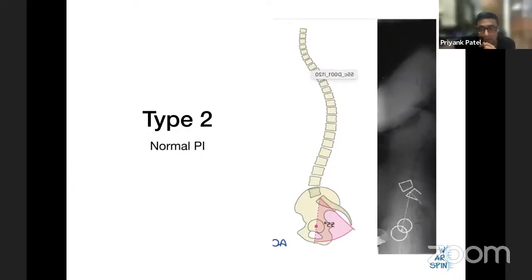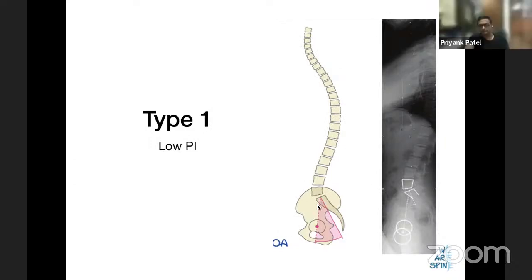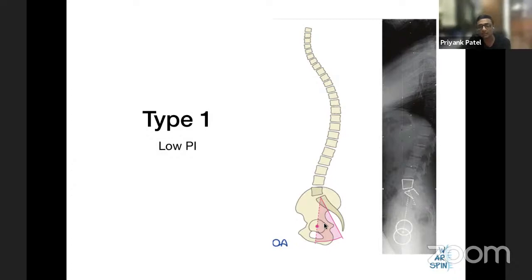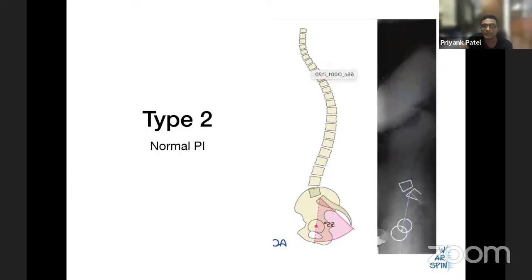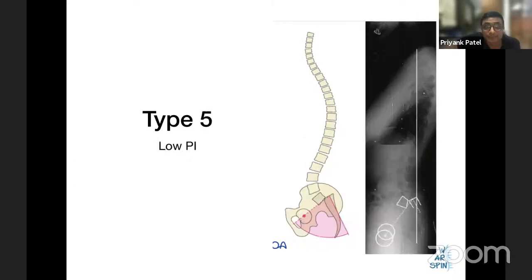Correct. Where the pelvis is more vertical, so the base of your entire Eiffel Tower is very narrow. That's why low PI is not considered a good thing in general. So the sacrum looks vertical over here, and then it becomes more and more horizontal. In type 5, there is a high grade listhesis and you have a vertical sacrum.